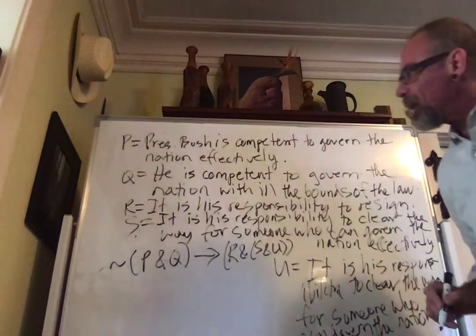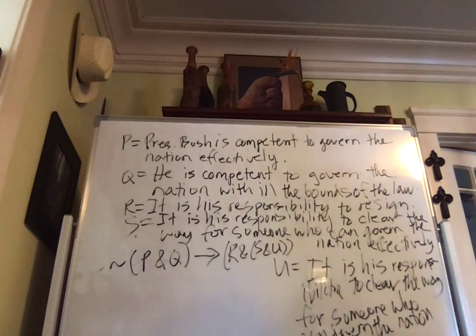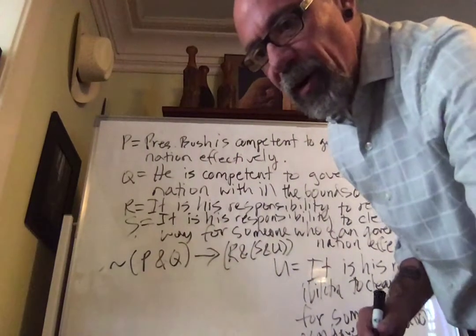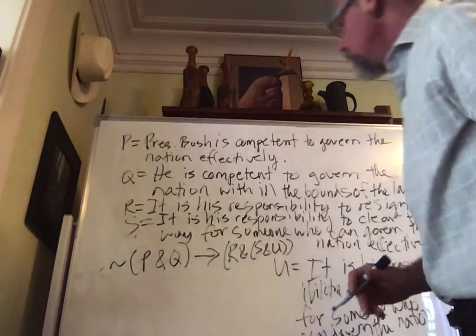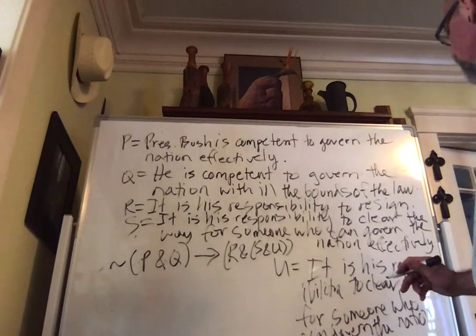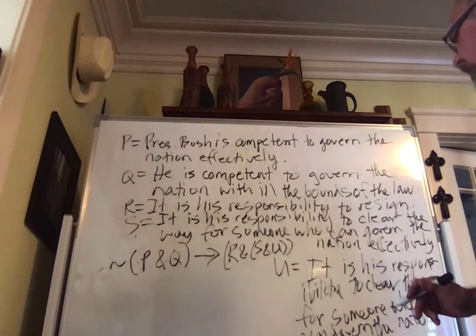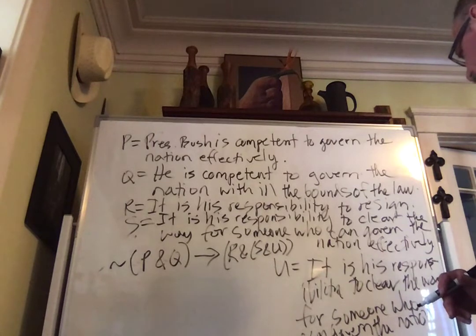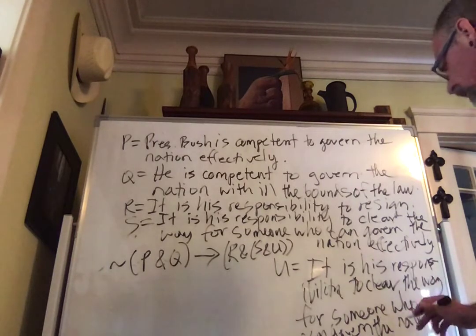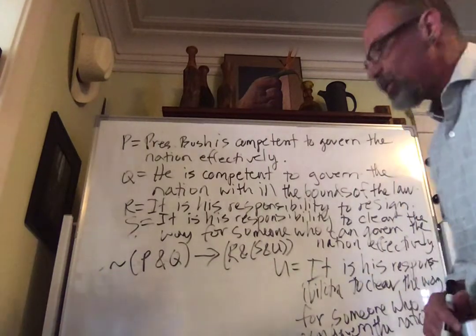So I've let R stand for it's his responsibility to resign. S stands for it is his responsibility to clear the way for someone who can govern the nation effectively. And U stands for it is his responsibility to clear the way for someone who can govern the nation lawfully or within the bounds of the law.